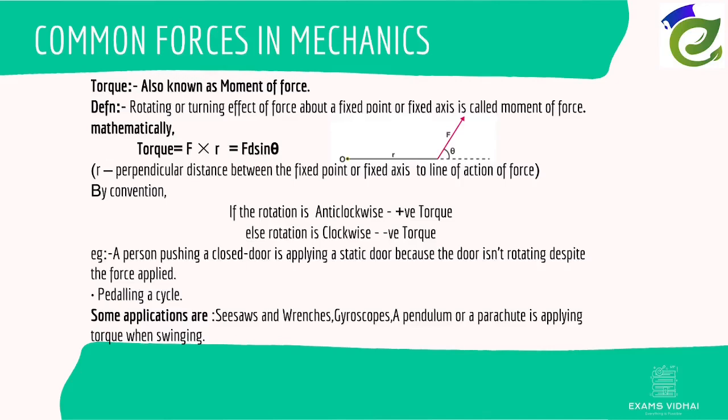Example: a person pushing a closed door is applying a force, but the door is static because it isn't rotating despite the force applied. The second example is pedaling a cycle. There are various applications like seesaw, wrenches, gyroscope, pendulum, and a parachute applying torque when swinging.